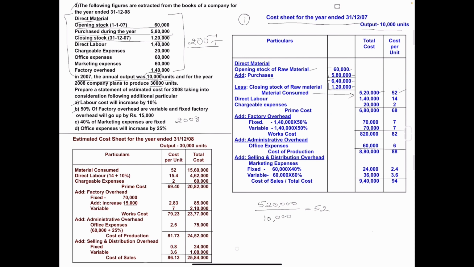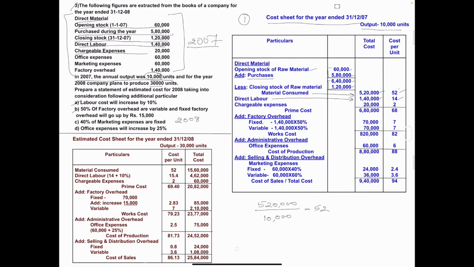Next we have to take direct expenses. In this problem they have given direct labor. Direct labor means direct wages. So write in the solution direct wages amount 1,40,000. For per unit, 1,40,000 divided by 10,000, you will get 14.